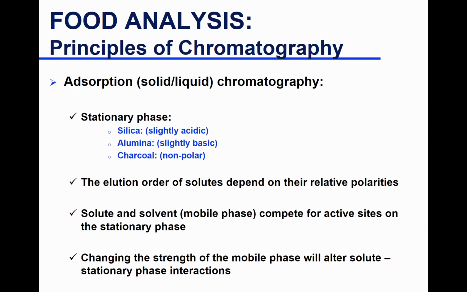So in adsorption chromatography, your stationary phase can be silica, slightly acidic, alumina, slightly basic, charcoal, nonpolar. The elution order often depends on relative polarity. So depending on how polar or nonpolar your solutes are. So if we're using pure silica or pure alumina, these are polar. So the least polar will elute first. The opposite is true for nonpolar charcoal.